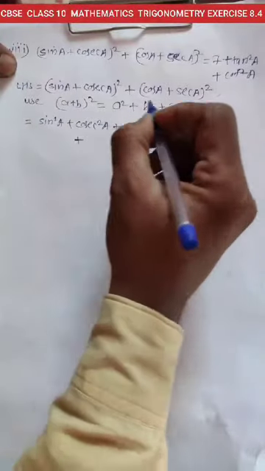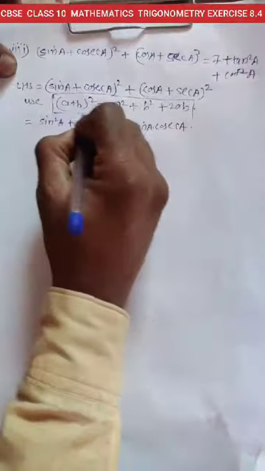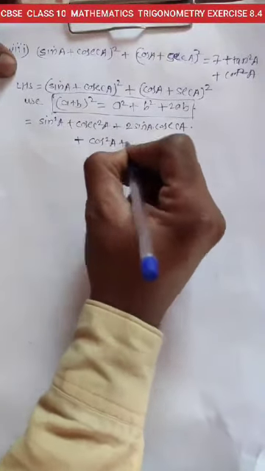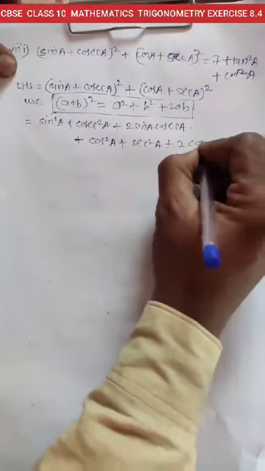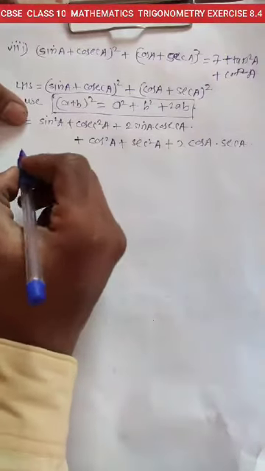Again, plus, simply write down (cos A + sec A)². So here cos²A + sec²A + 2 cos A into sec A. In this part we simply write down the terms and also use the basic conversion of the trigonometric formula.